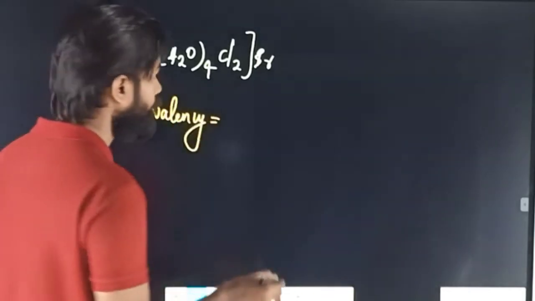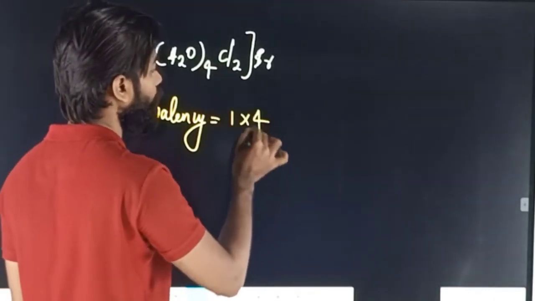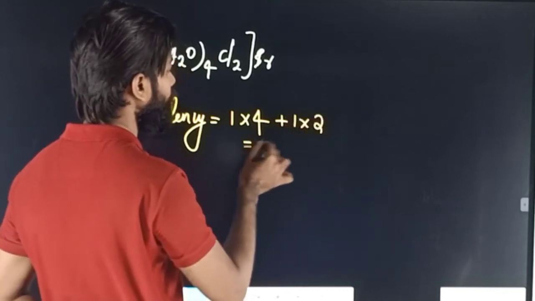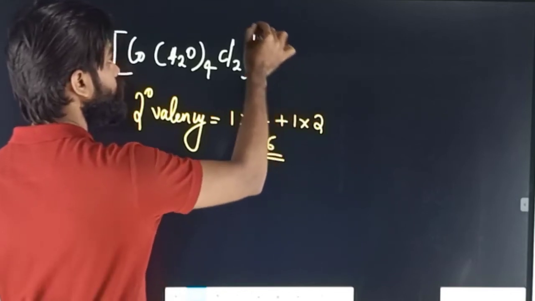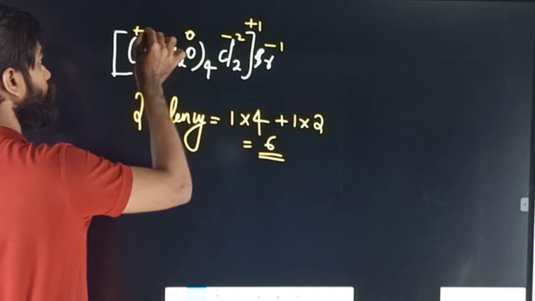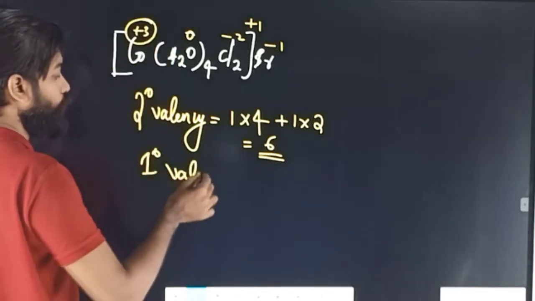That's the coordination number. Coordination number means the first ligand, aqua, with a denticity of 1, four of them, plus the second ligand, chlorido, denticity 1, number 2. So the secondary valency is 6. What about the primary valency? This is -1, this entity is +1, this will be -2, so this is 0, so this one will be +3. So we know how to find the primary valency and secondary valency of the metal.